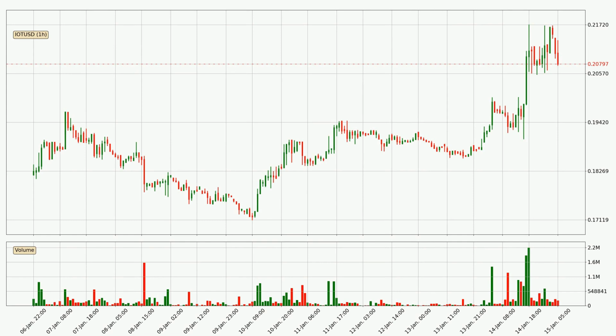By looking at the hourly time frame for IOTA, we can see that the price moved up quickly with around 5.7% in the last 24 hours, with a current price of 20.8 cents. The volume was also high, showing that this move was strong and the buyers are taking over.